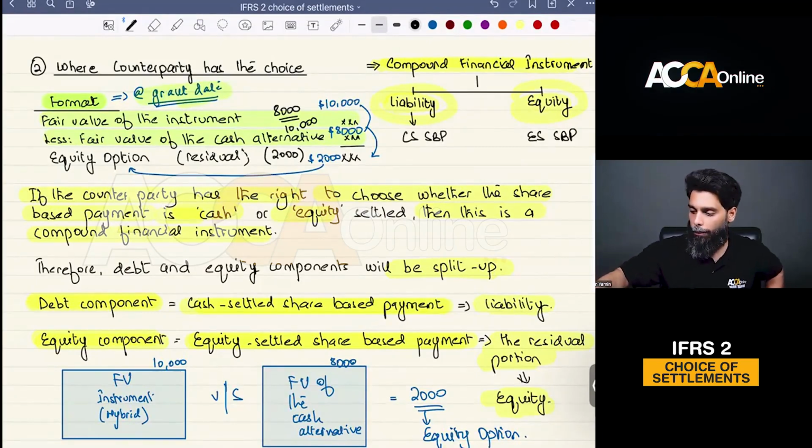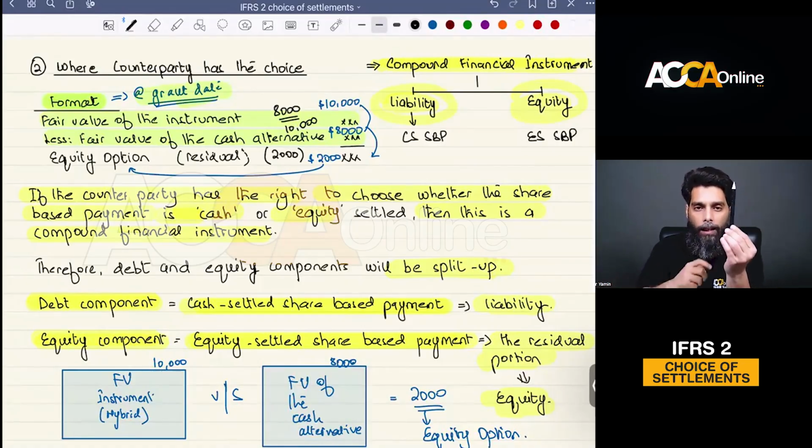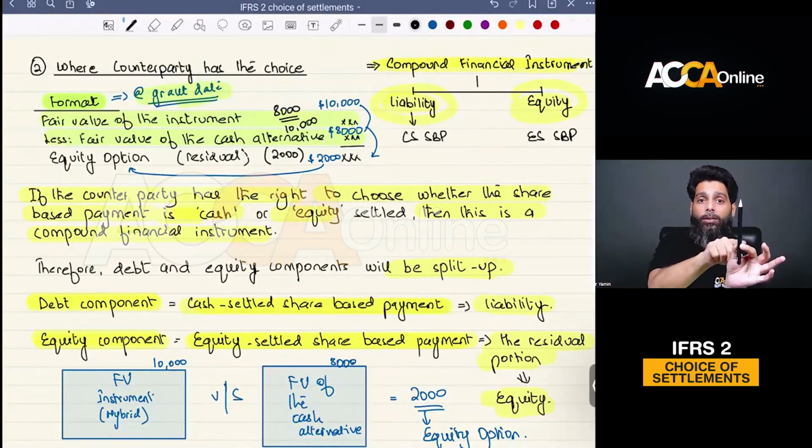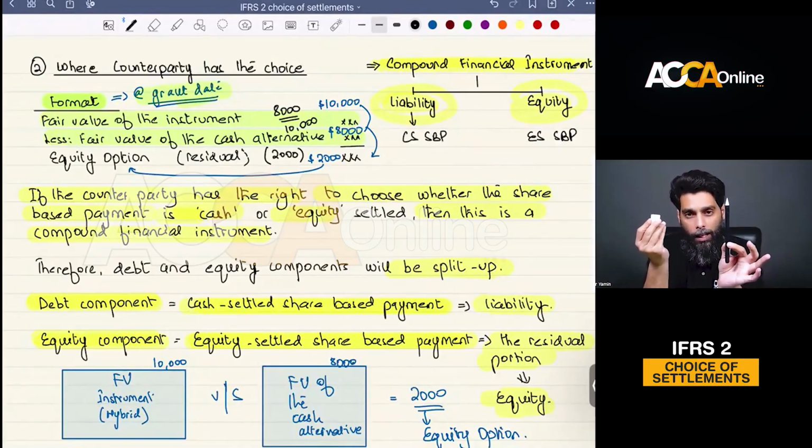Let me give you an example, guys. Let me just pick up two things and let me give you an example. Let's say here is an instrument and I am giving you an instrument. Now, if you take this instrument from me, you will have the option to either settle in shares or cash. And this is another instrument.